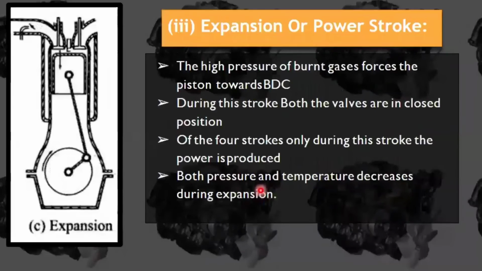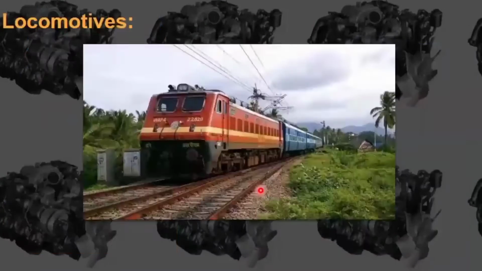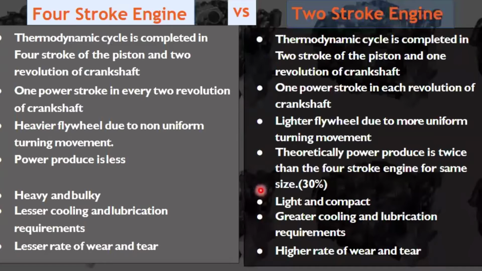I have already gone through the four-stroke engine. Next, coming to the differences between the four-stroke engine and the two-stroke engine. See here, in a four-stroke engine, the thermodynamic cycle is completed in 4 strokes of the piston and 2 revolutions of the crankshaft. We already know that there are 4 strokes in a four-stroke engine and 2 revolutions of the crankshaft. In a two-stroke engine, there are only 2 strokes of the piston and 1 revolution of the crankshaft.